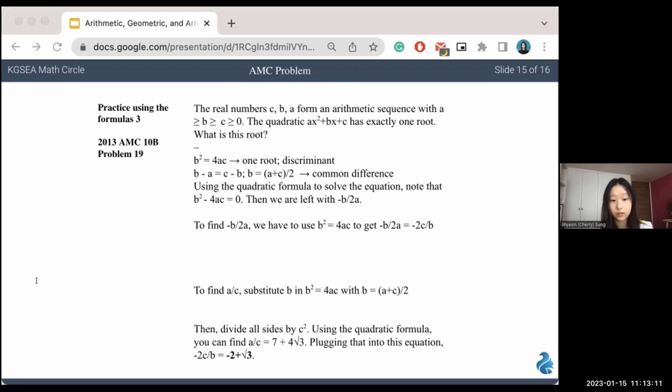As b is the middle term, it is also the mean of a and c, and using the quadratic formula to solve the equation, you can note that b squared minus 4ac equals 0. Then we're left with minus b over 2a, and to find minus b over 2a, we have to use the discriminant to get minus b over 2a to equal minus 2c over b. And then substitute b with (a plus c) over 2. And now you only have to find a over c by substituting b from the discriminant with b equaling (a plus c) over 2. Now you can divide all sides by c squared. And using the quadratic formula, you can find a over c to equal 7 plus 4 root 3. Plugging that back into the equation gives our answer, which is minus 2c over b equaling minus 2 plus root 3.